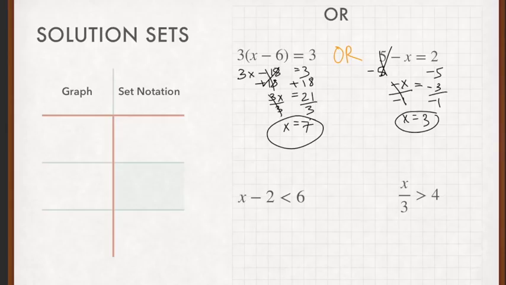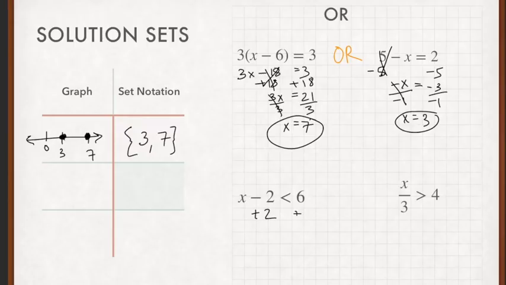So in this situation, I have one equation or the other. So either one of these answers would work for this system. That's what or is telling us. You can either have this or the other, and that would work. So in order to graph that situation, you would use the same number line. There's my 0, there's 3, and there's 7. And you would simply graph both points. Now in set notation, you would put them in order from least to greatest.